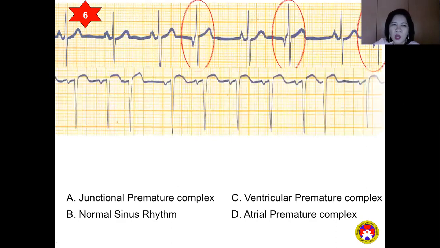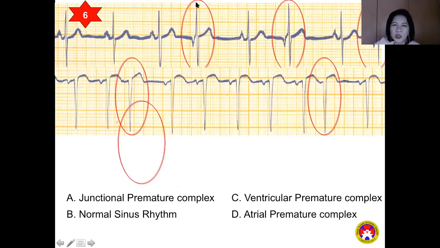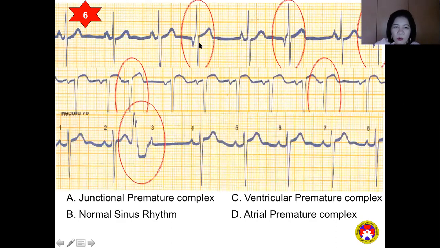Now, in the first ECG, you see this beat. Okay, you see a premature beat here. There is a P, but it is inverted before the QRS complex. And the QRS complex is narrow. So this beat is a premature beat that came from the AV node. So this is a junctional premature complex.